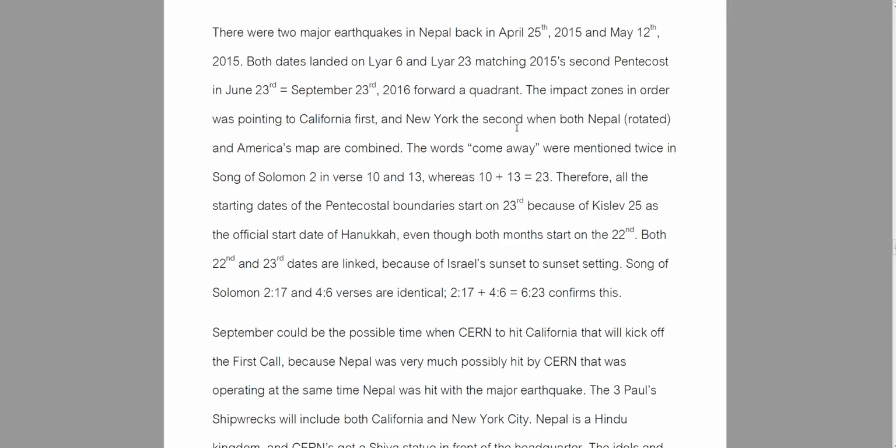This was referring to the impact zones in order. That was pointed to California first, and New York the second one. Both Nepal maps rotated and America's map combined. We could see there's a message behind that.